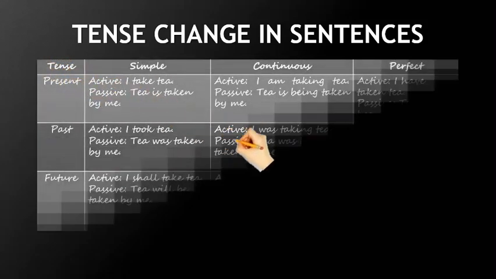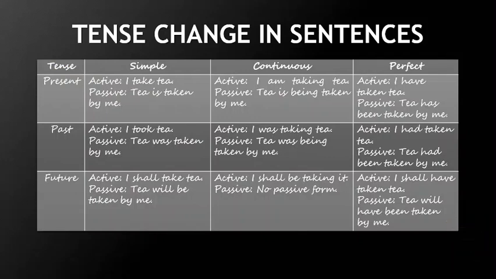So let's have that. First, let's have present tense. Simple present, I take tea. In passive, it becomes, we have already done this, tea is taken by me. So take is the verb, first form of the verb, is taken, taken is third form, and is the be verb used. In continuous tense, I am taking tea.